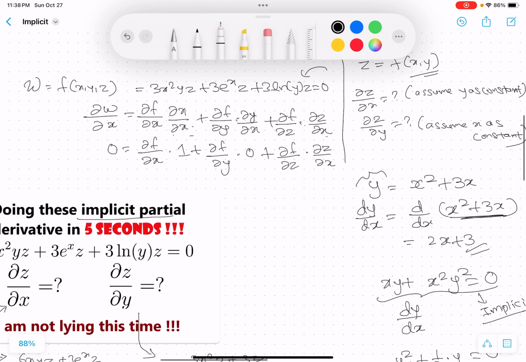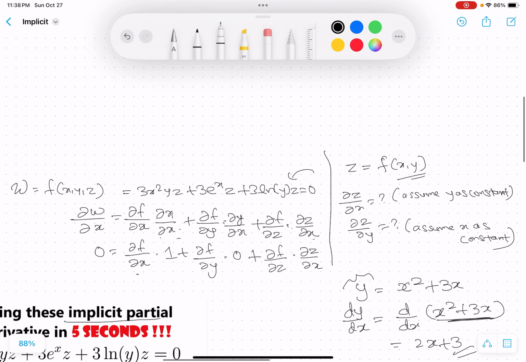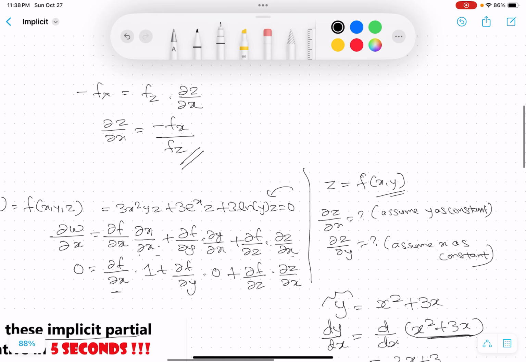Now after this I can take this expression to the other side, so we will have minus partial f. I can write this in an easier way, which is minus fx is equal to fg times partial g by partial x, and this will now be partial g by partial x is equal to minus partial derivative of the function with respect to x divided by partial derivative of the function with respect to g, right? Now in a similar fashion we can derive another formula, for partial g by partial y, which will now be minus fy by fg.